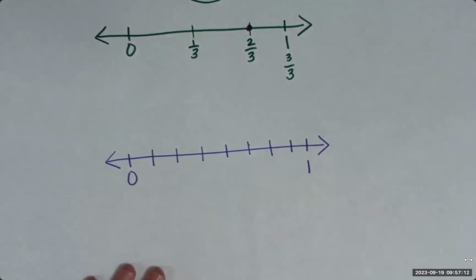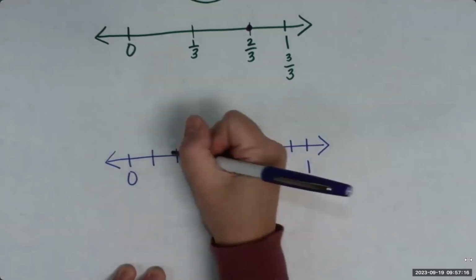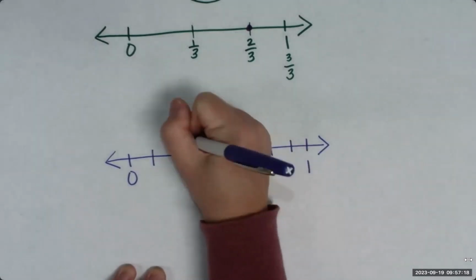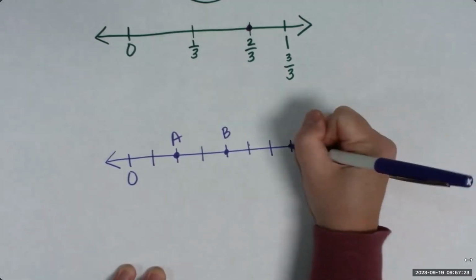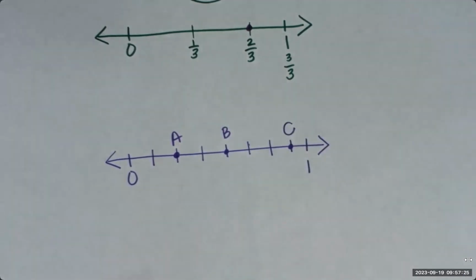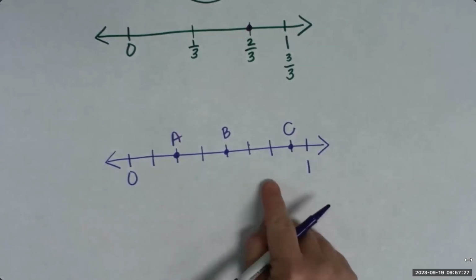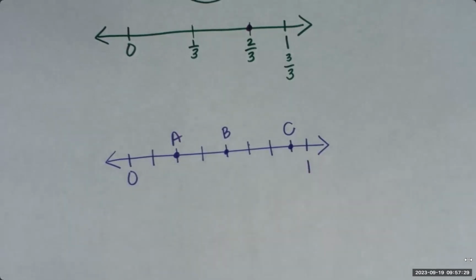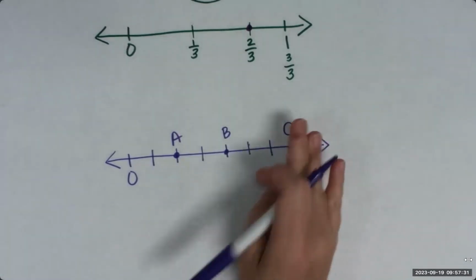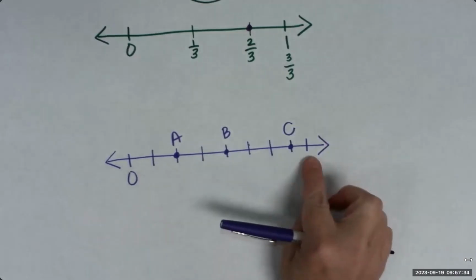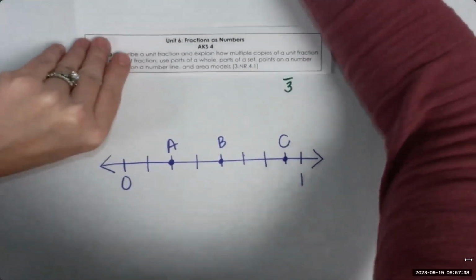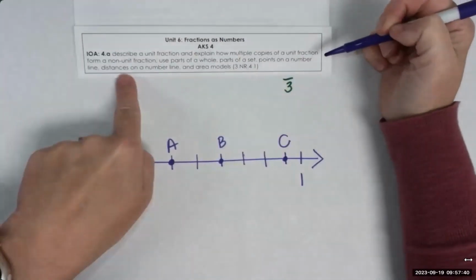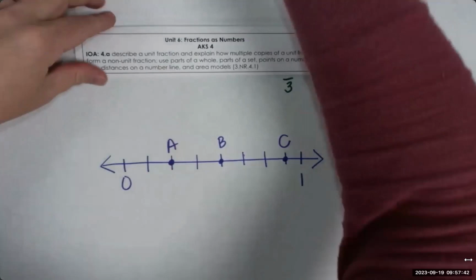This happens a lot of times where students are just given a number line with the 0 and the 1. They're given a blank number line. None of those spots are listed, but they're saying, all right, this is point A, this is point B, and this is point C. Okay, what is the distance from point B to point C? So that was part of our standard, right? Because I'm looking at points on a number line, distances on a number line, okay?